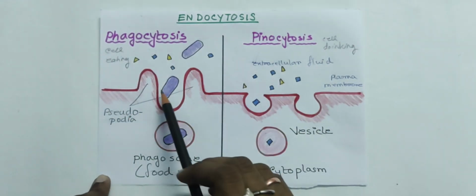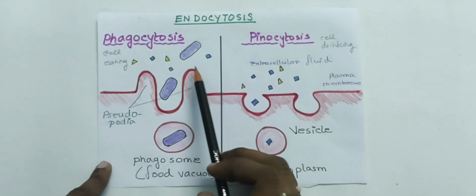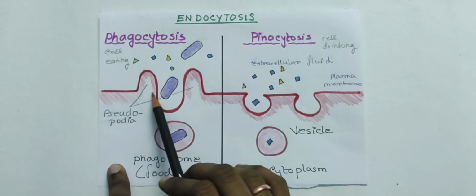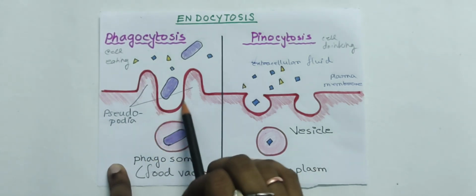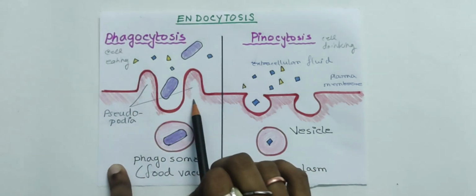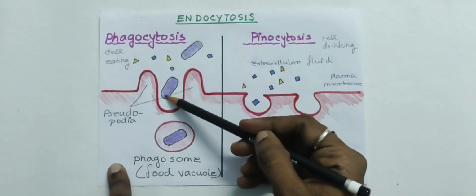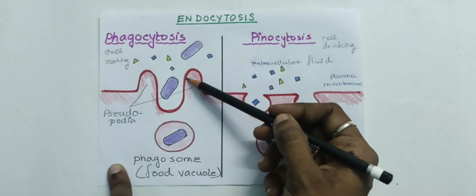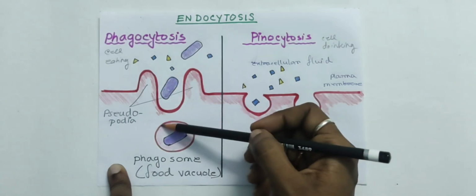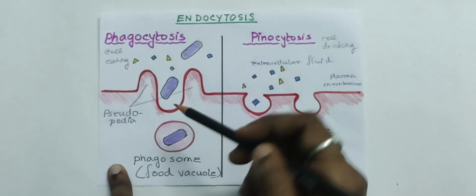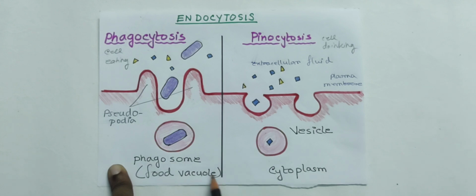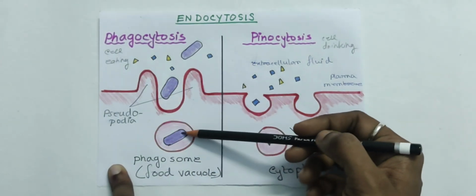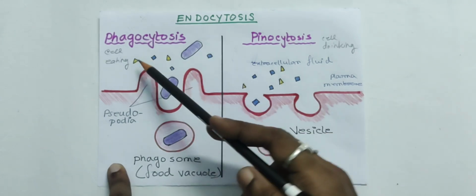So what happens? In phagocytosis, the cell membrane forms projections. Those projections are called pseudopodia, and the macromolecules or macrophages get entered into the pseudopodia. Then they form a vesicular structure that is also called the phagosome or food vacuole. In that way, the particle is engulfed by the cell. That is phagocytosis. So it is cell eating.